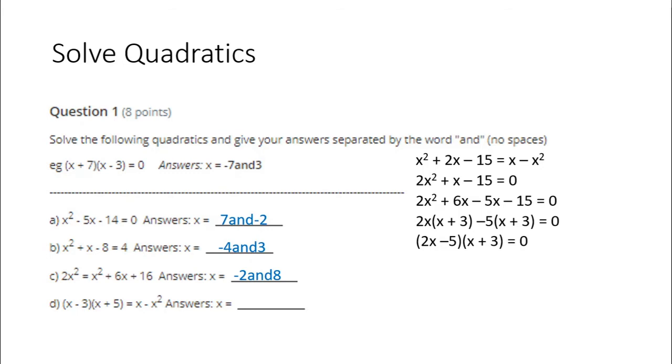Again, we need to find our answers for x, the answers that will make this equal to 0. So either 2x minus 5 equals 0, in which case 2x is equal to 5, and x would be equal to 5 divided by 2, or 2.5. Or the other possibility is that x plus 3 equals 0, in which case x is equal to 0 minus 3, which is negative 3. So my two answers are 2.5 and negative 3.